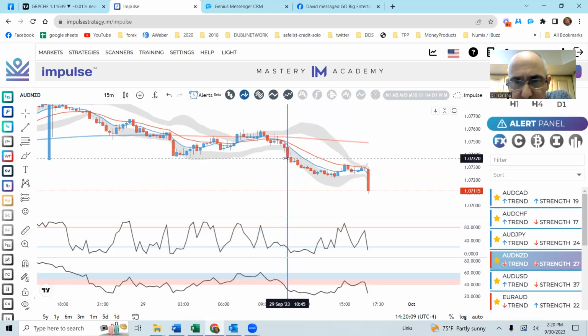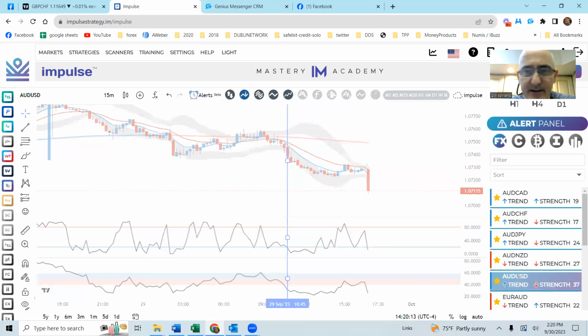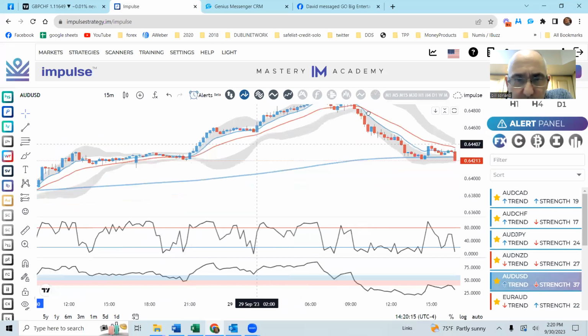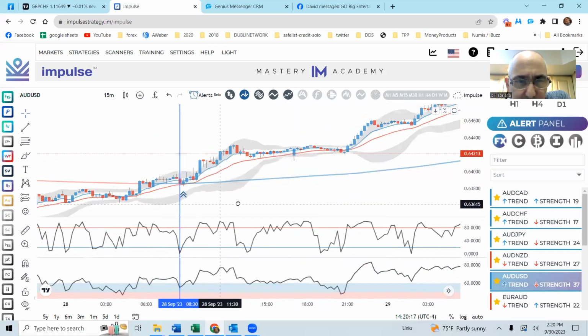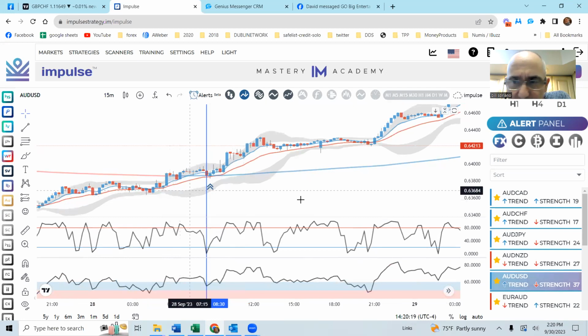So this pair here, I've kind of marked up wrong. Let me get to my next pair here, AUD USD. Okay, so that really wasn't what I was looking at. Okay, so in AUD USD, we're looking at it here.